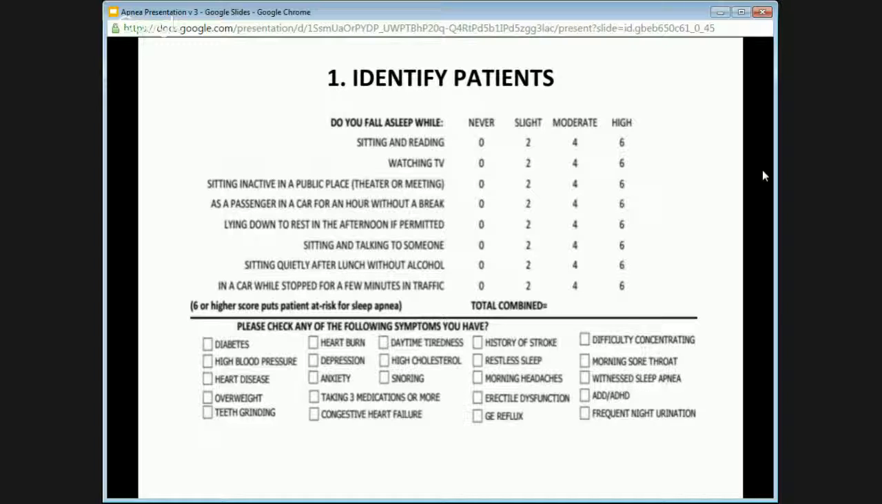It's the national scale. They use it nationally. Insurances love it. By the way, on that, if they score a 6 or higher, boom, they're at risk. Talk to them. We're going to go into what to do next, but that's when you want to talk to them, say, look, you're at risk for sleep apnea.